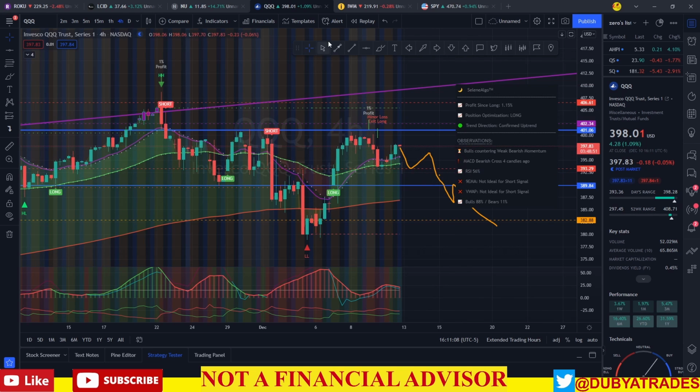Get rid of these lines here. Am I on the right one? There we go. So that's what we're looking for with the Q.